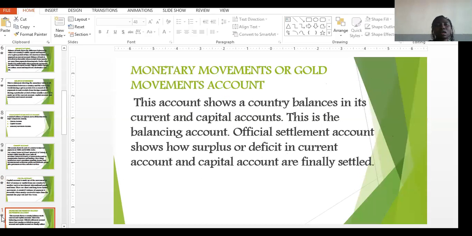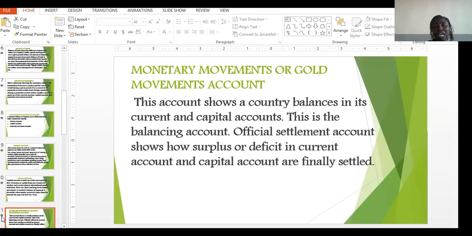All right, to the last account, the monetary movement or gold movement account. This account shows a country's balances in its current and capital accounts. This is the balancing account. The official settlement account shows how surplus or deficit in the current account and capital account are finally settled.